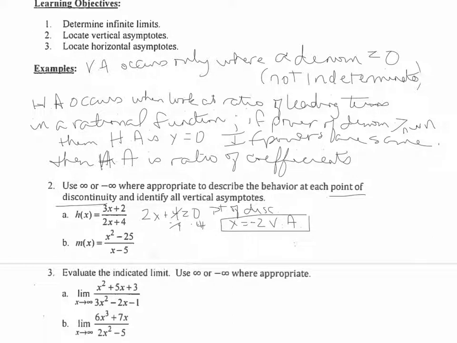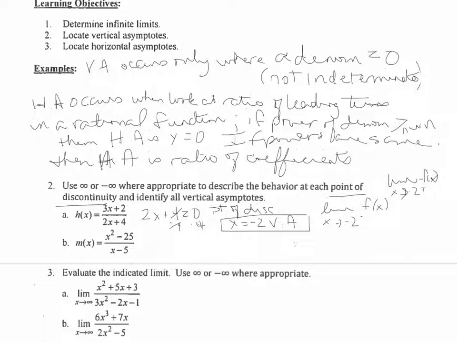Now, what I need to figure out is what's going to happen with end behavior. So I need to see what would be the limit as x approaches negative 2 from the left of this function. And then I'll see what would be the limit as x approaches negative 2 from the right. Okay? So let's look at this function. Pick something to the left of negative 2.